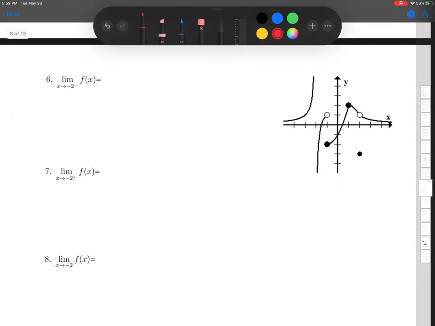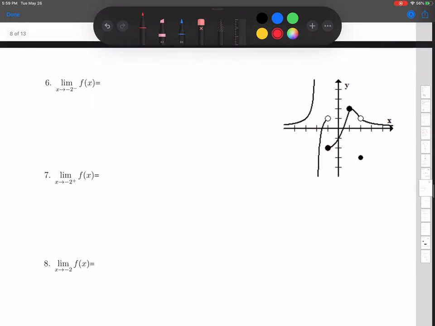Okie dokie. I don't know if I have another one. Yep, yes I do. Number 6, here we go, and number 7 and number 8. So we have 3 more to do. Here we have the graph to the right-hand side of the screen. Let's go ahead and take care of these.